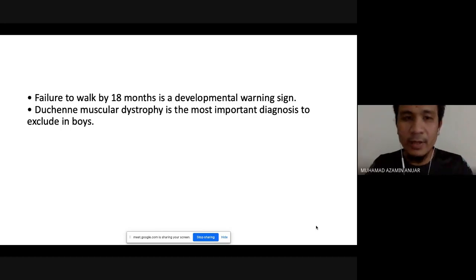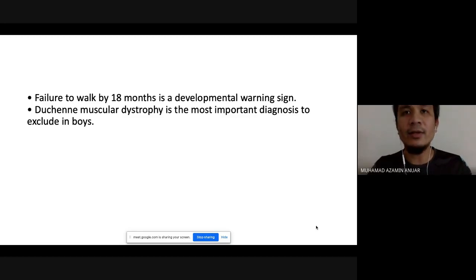So the summary for this case is that failure to walk by 18 months old is a warning sign, so you need to investigate. And I would say Duchenne is an important diagnosis to exclude, especially in boys. If somebody is not walking by 18 months and has proximal myopathy signs, which is the Gower sign, you really want to make sure that you are ruling out Duchenne muscular dystrophy.